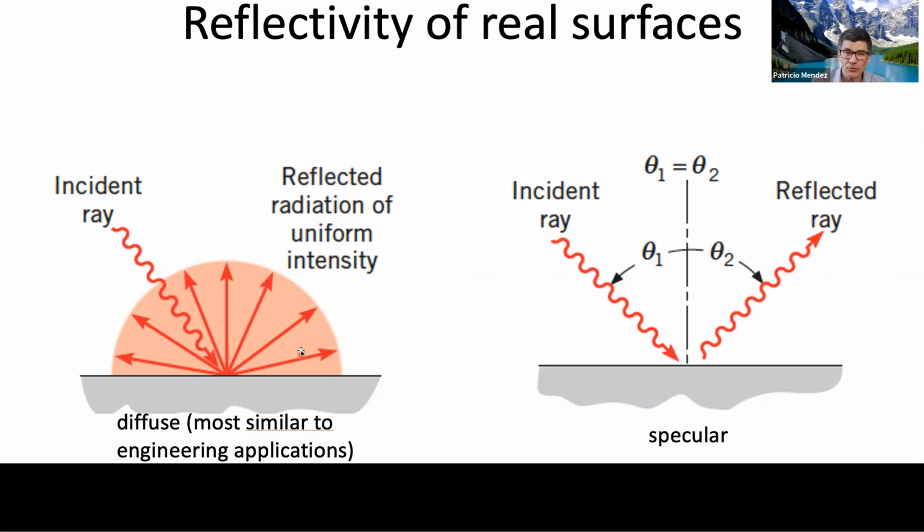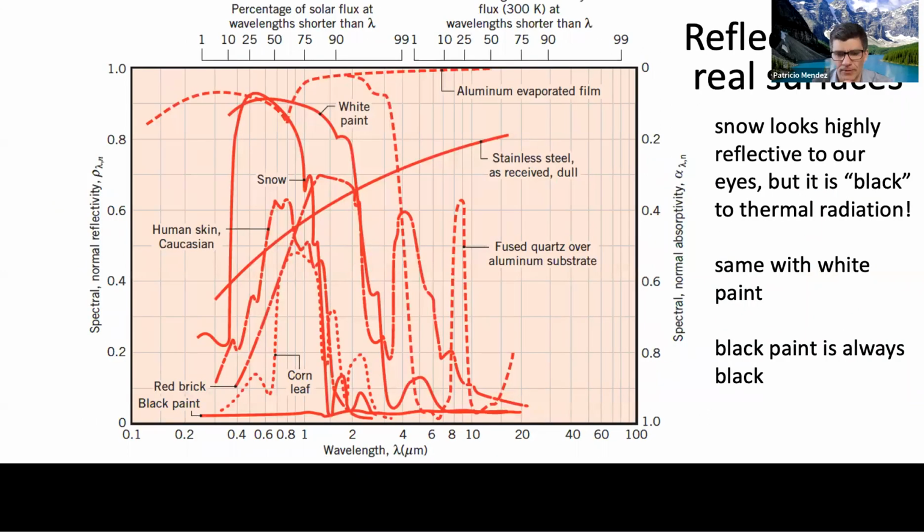Now, there's another type of reflection, which is that of a mirror. And that is what is called specular reflection, right? Light comes in, light goes out with the same angle it came in. Let's talk about reflectivity of real surfaces. So these are diffuse reflectors, and this is spectral reflectivity.